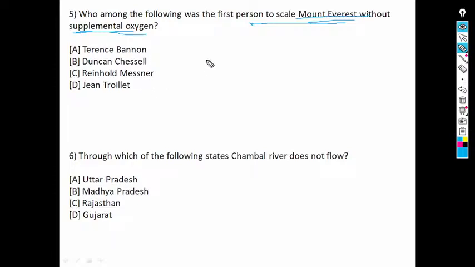Yes. So it is Mount Everest. That is your Reynold Messner.